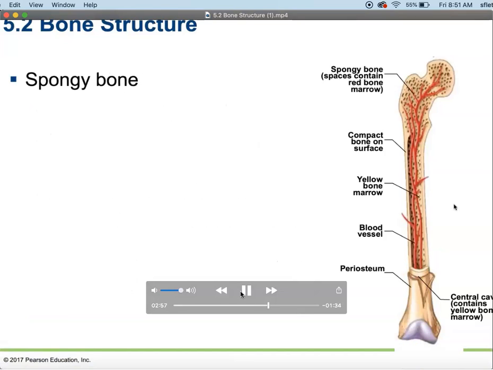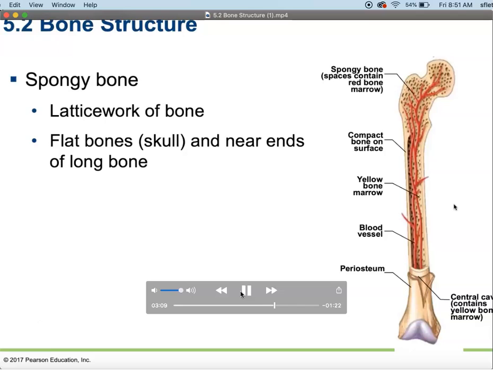Spongy bone is going to be a lattice work of bone. There's going to be a lot more air, a lot more space. It's going to be much lighter and less dense than compact bone. We're going to find spongy bone primarily in small, flat bones like the skull or in the face and near the ends of the shafts of long bone. So right up here is where we're going to find spongy bone.